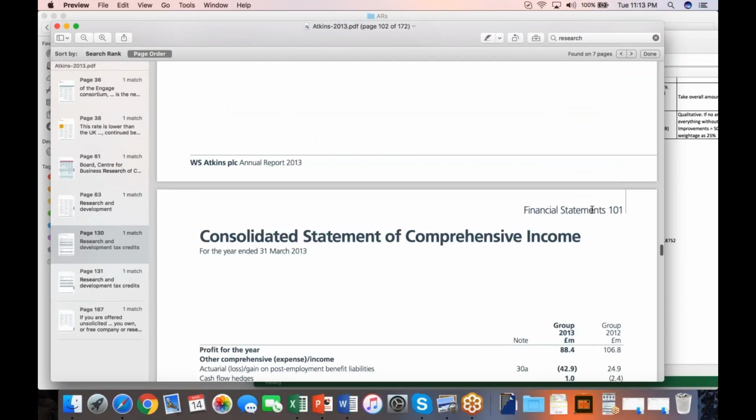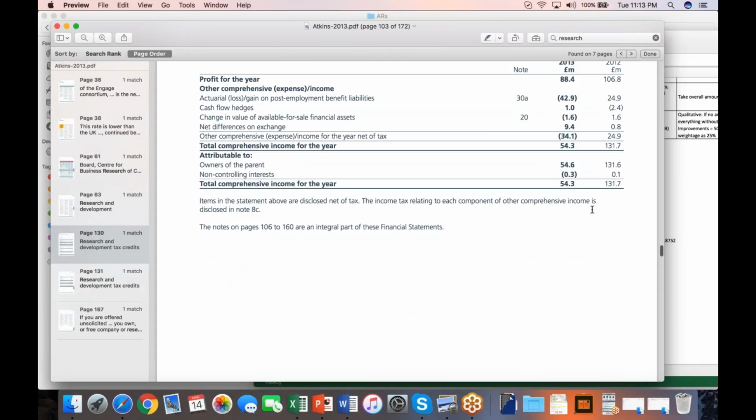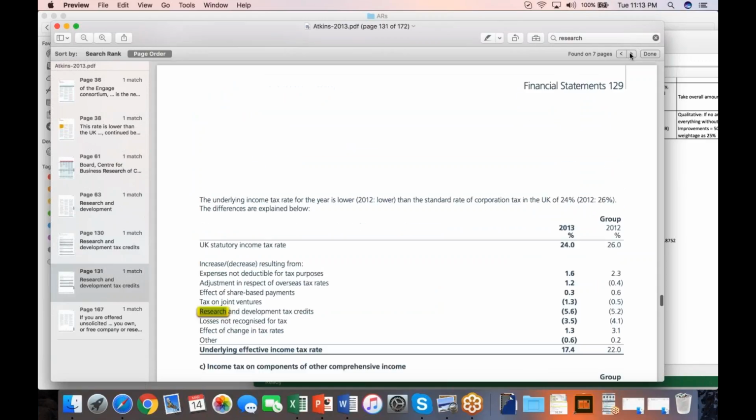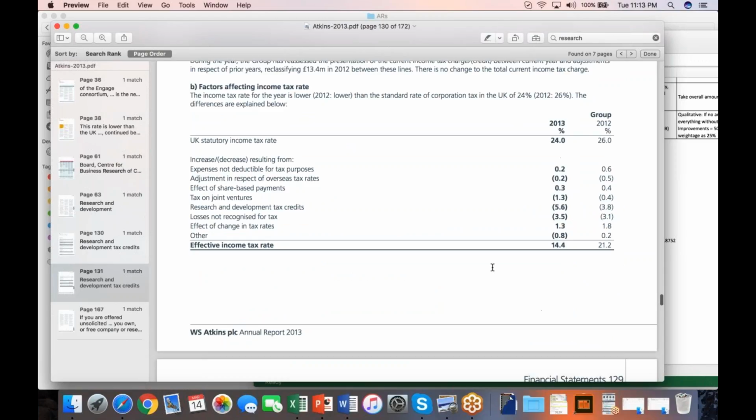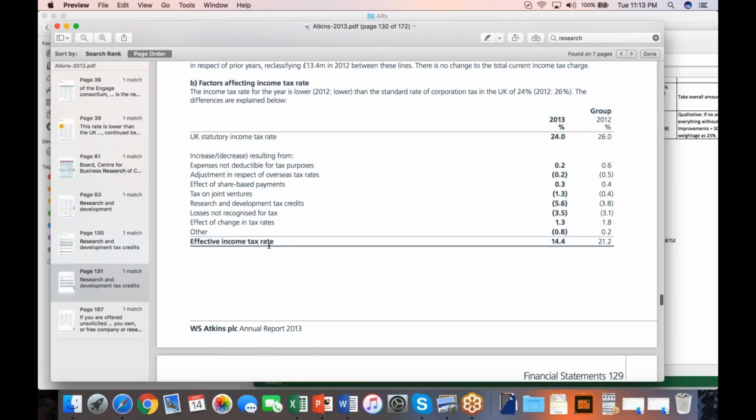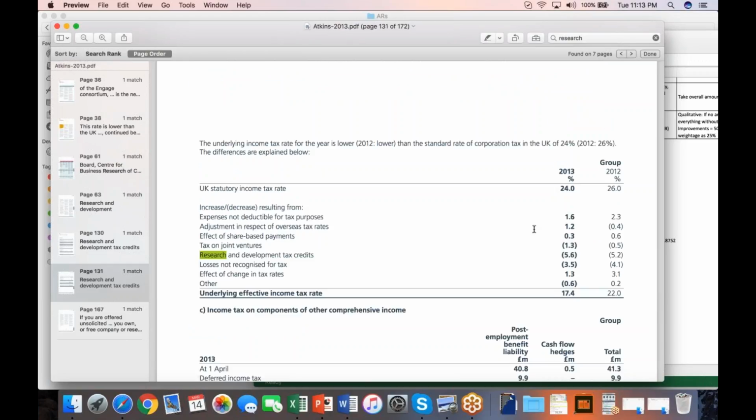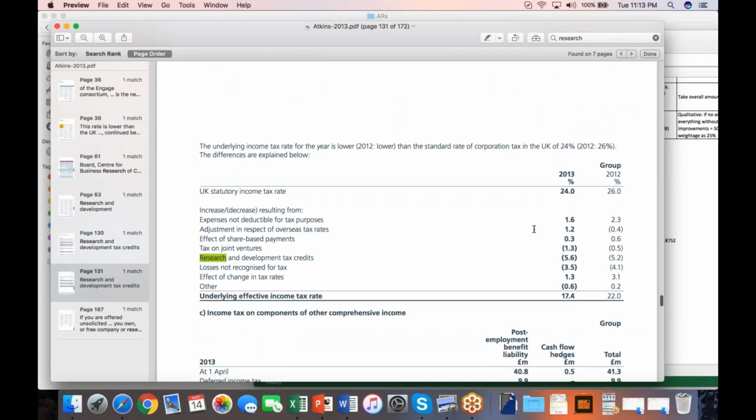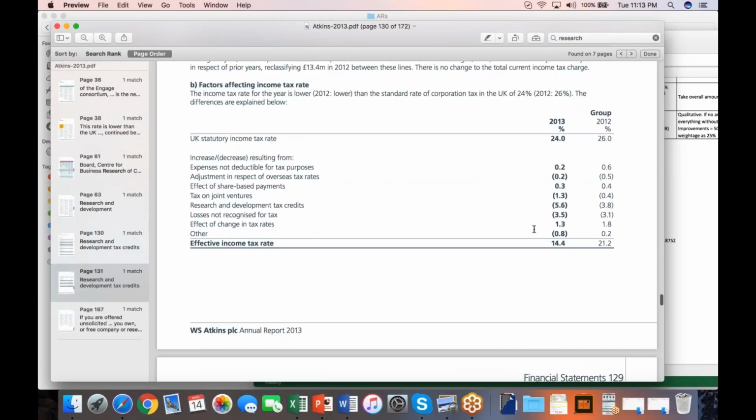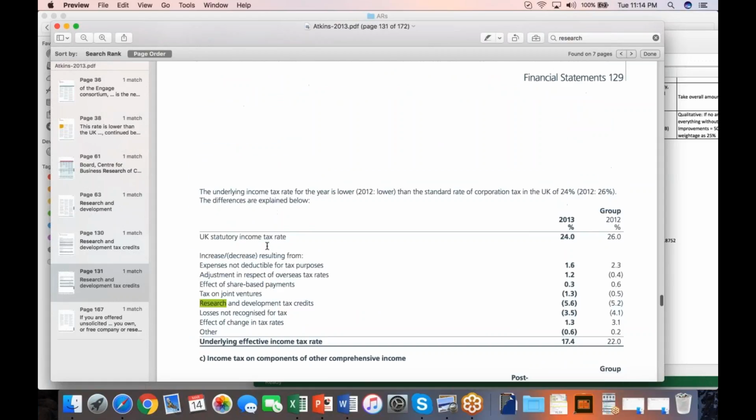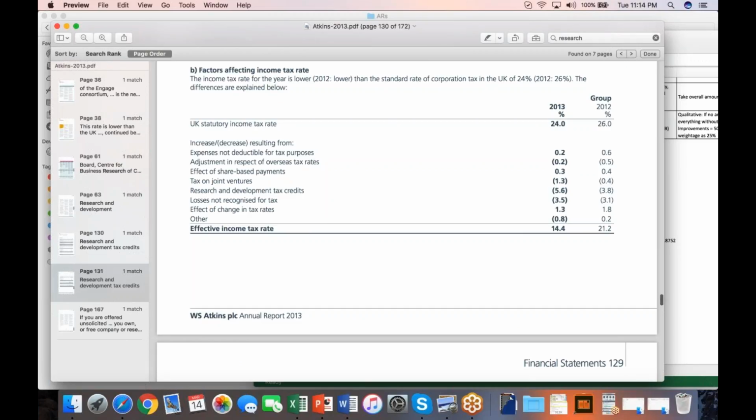I'm back to the same page. By the way, sometimes it's confusing. There is effective income tax and there is underlying income tax. Let's not see underlying income tax, because that is the figure they have generated based on 17.4%. We have to see effective income tax, not underlying effective income tax. So if we multiply by 14.4, you get the same tax that Atkins actually paid.